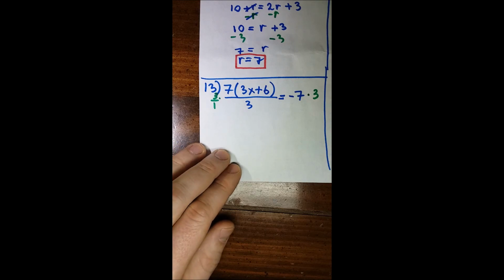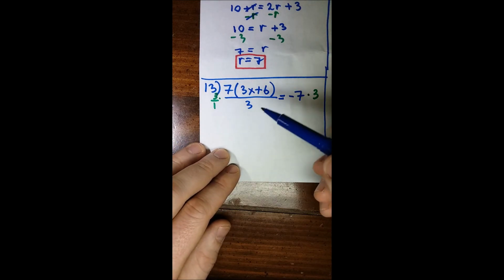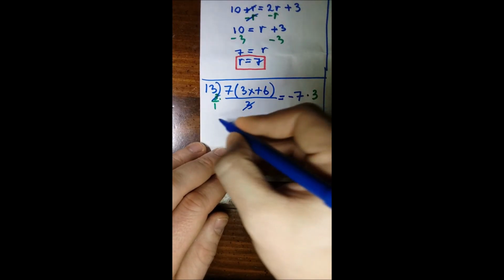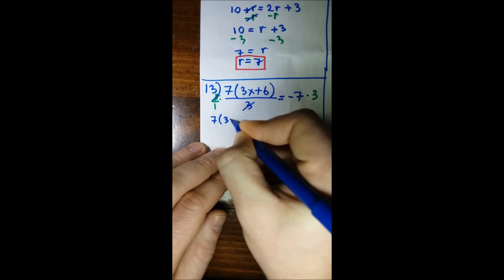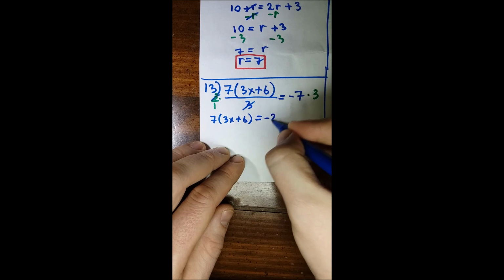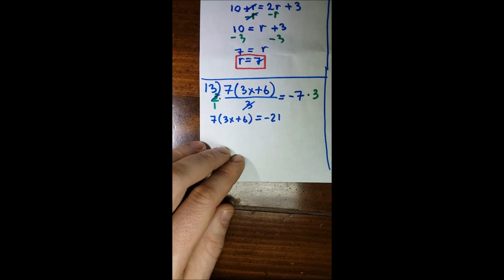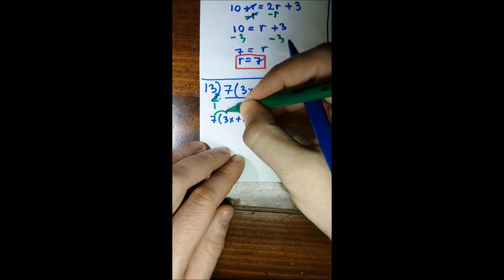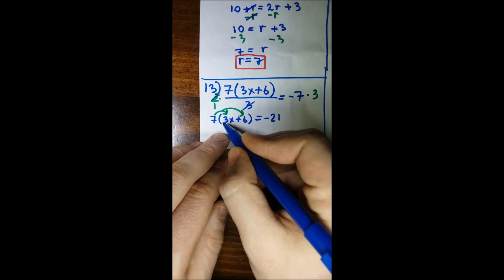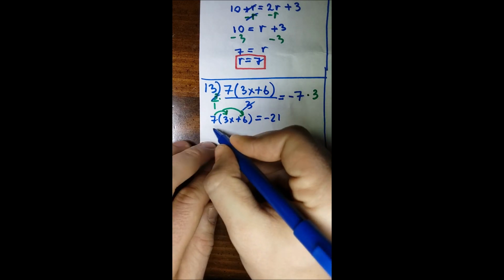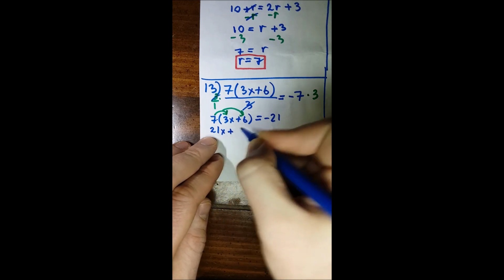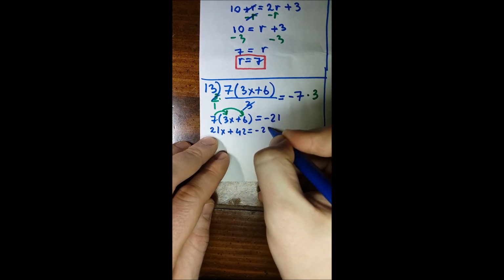Question 13 is the final question of the problem. Multiply both sides by the denominator. 3 and 3 cancel out. So you're looking at 7 times 3x plus 6 equals -21. Then you can go 6,000 ways about this problem, but I'll show you only one. And I'm probably showing you the longest one. Distribute 7 into the parenthesis, since there's a multiplication in front. 7 times 3x is 21x plus 42 equals -21.